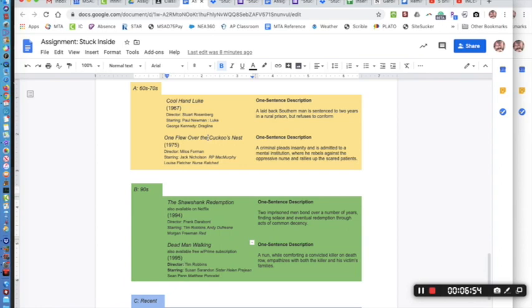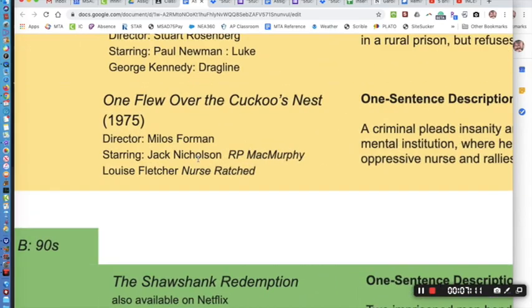One Flew Over the Cuckoo's Nest, another very important film. A young Jack Nicholson from 1975. This was right after Chinatown. We watched Chinatown together. That film was made in 1974. So the next year, Jack Nicholson makes One Flew Over the Cuckoo's Nest. This is an important film.